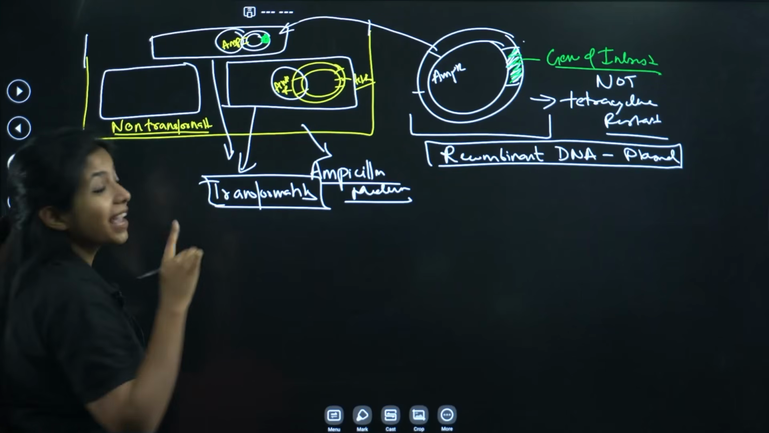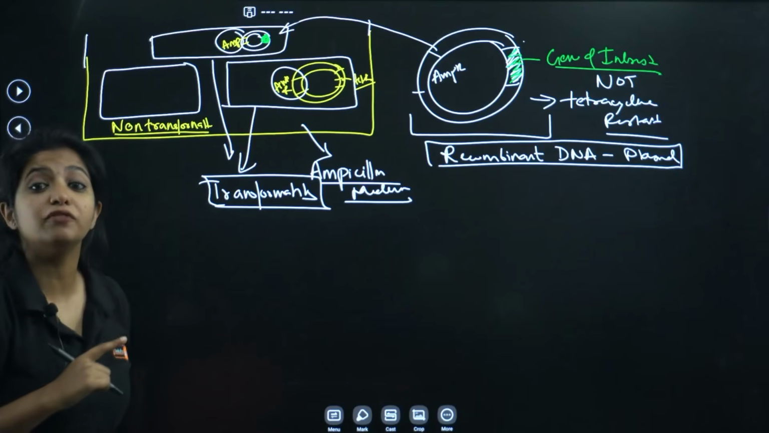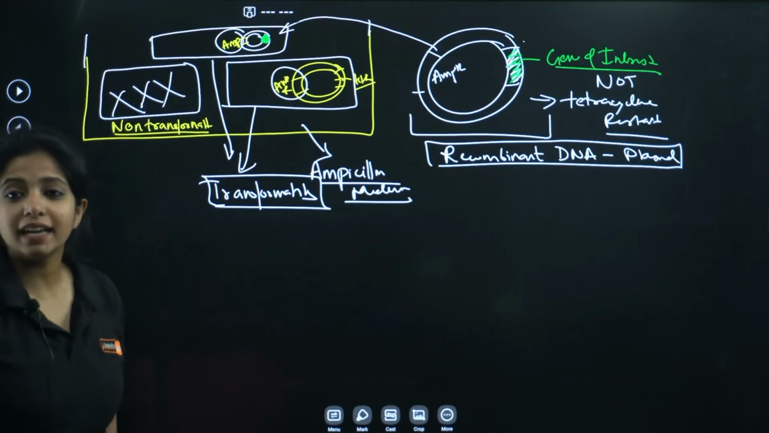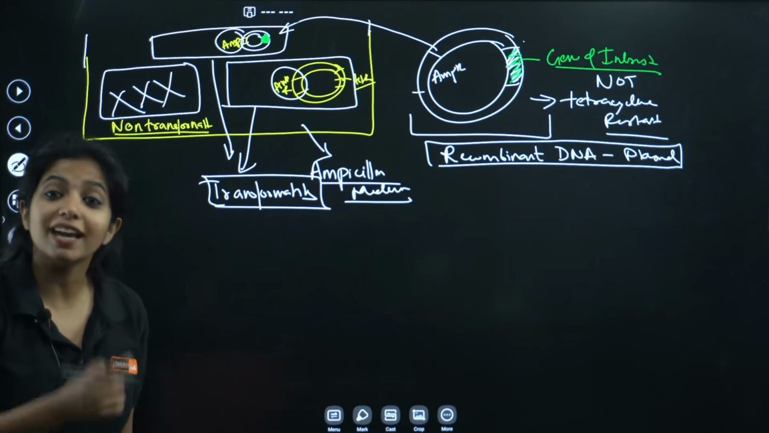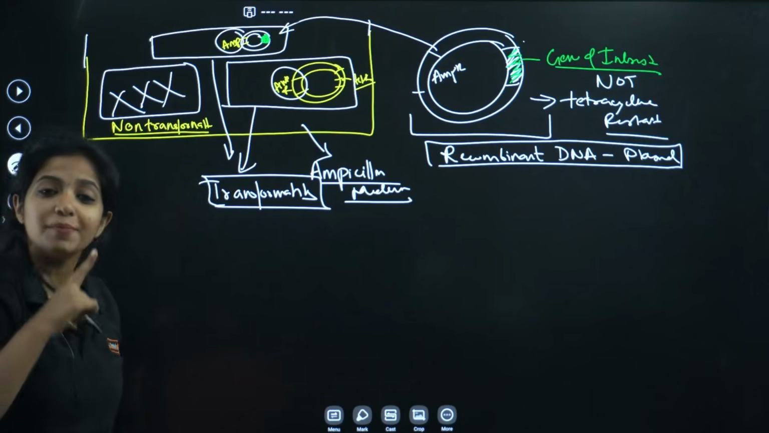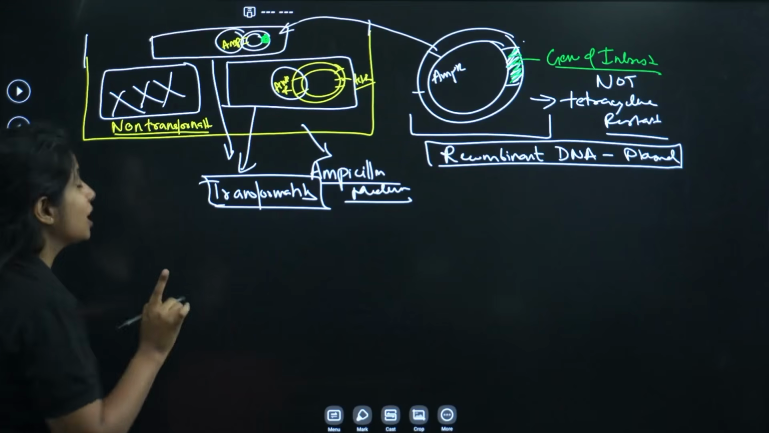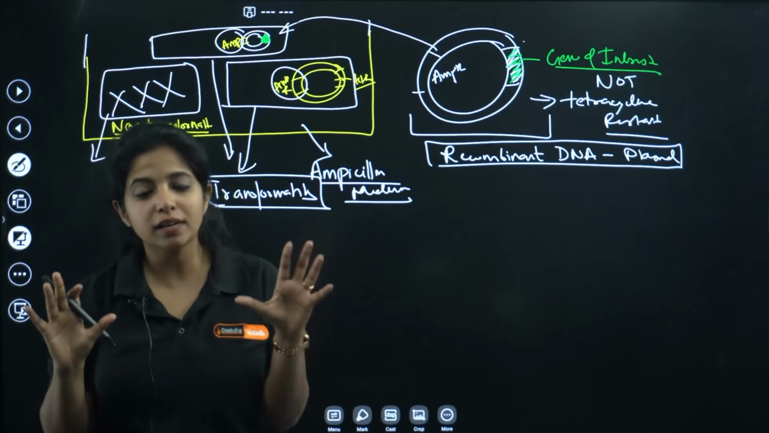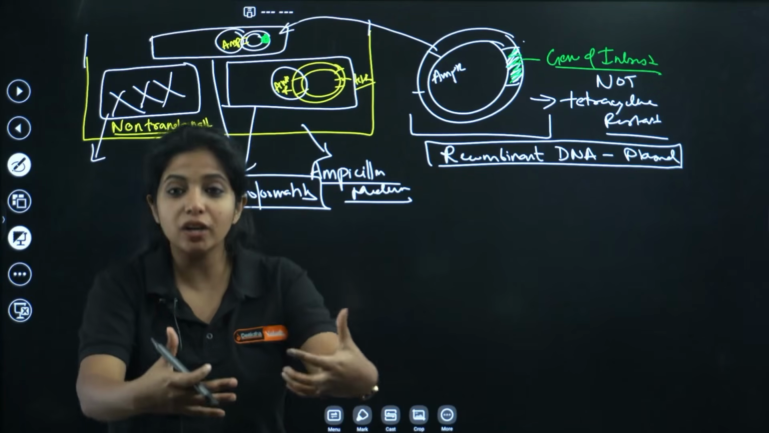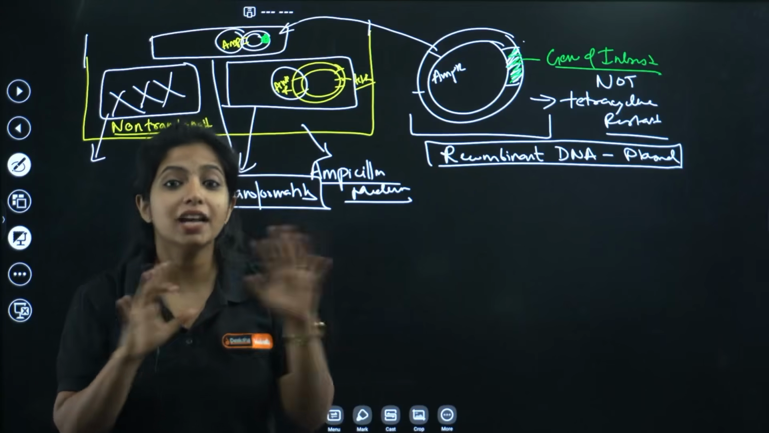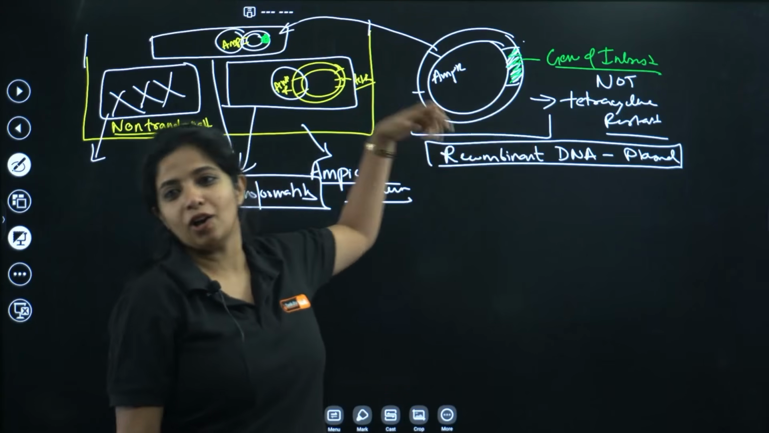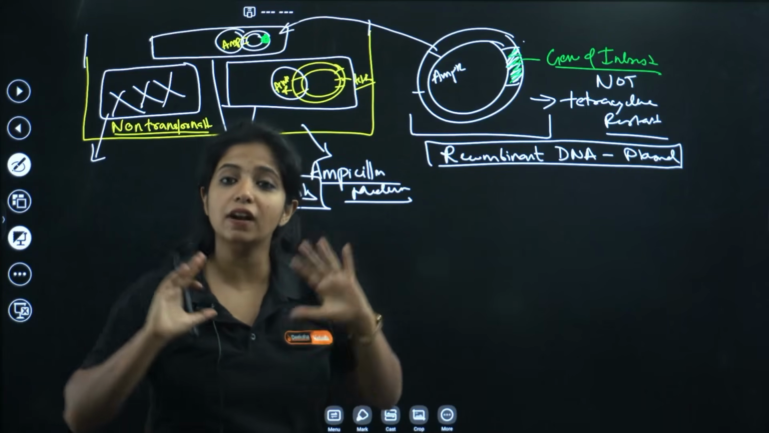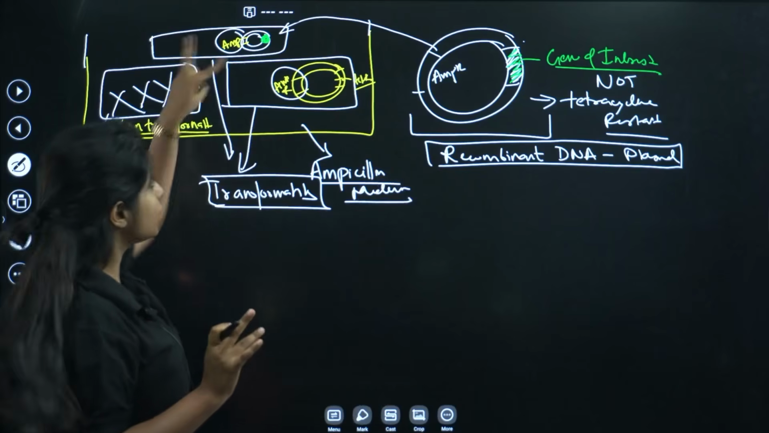And I already told you that this is not a transformant. Why? Because, my dear children, this cell is not going to survive. Why? Because it has not taken up any plasmid from outside. That means it is what? Non-transformant. So transformants means anyone who has taken the external or the new plasmid from outside. It has nothing to do with recombinant DNA or normal DNA. If you have taken something from outside, you are said to have undergone transformation and you are now transformants. So these two cells are transformants.